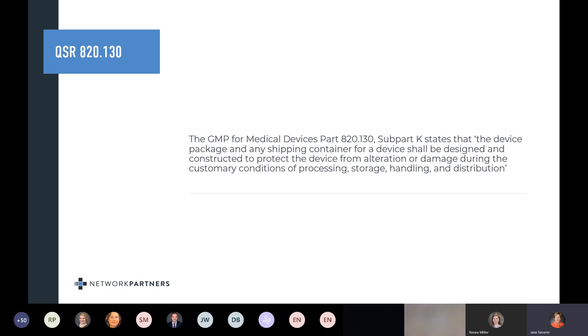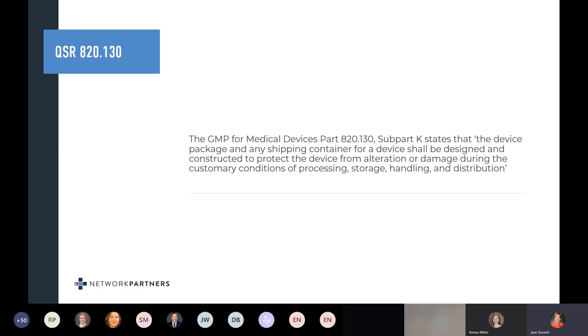The GMP for medical devices, Part 820.130, Subpart K, called Labeling and Packaging Control, states that the device packaging and any shipping container for a device shall be designed and constructed to protect the device from alteration or damage during the customary conditions of processing, storage, handling, and distribution.